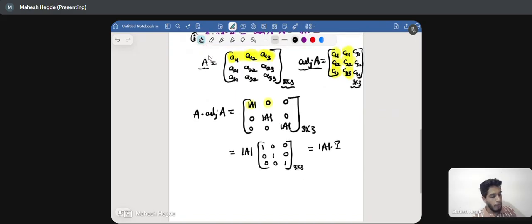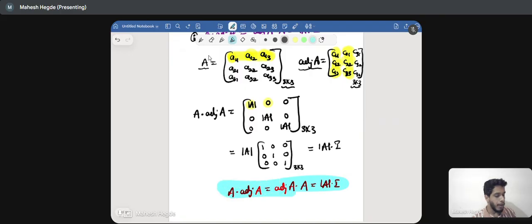Therefore, we have a very important result. A into adjoint of A is equal to adjoint of A into A, which is equal to determinant of A into I. So we have one very important result proved.